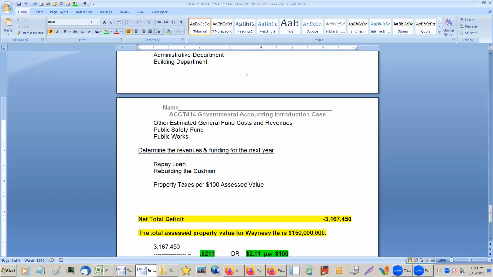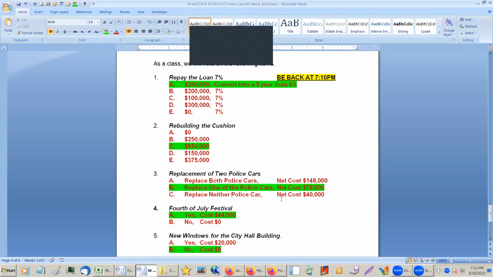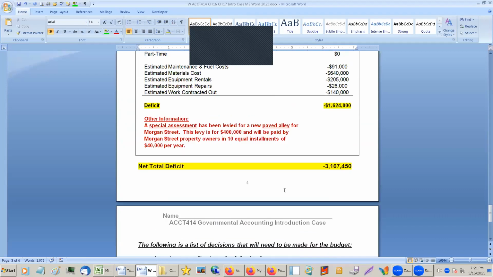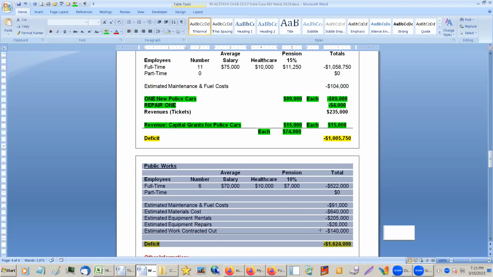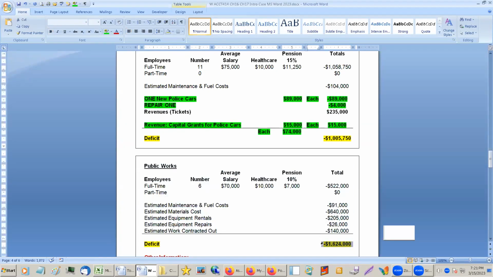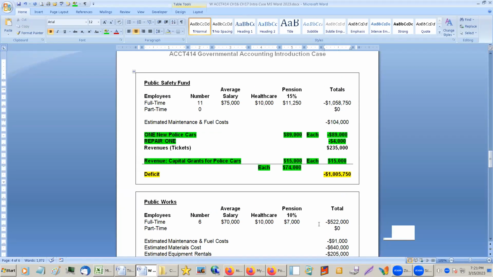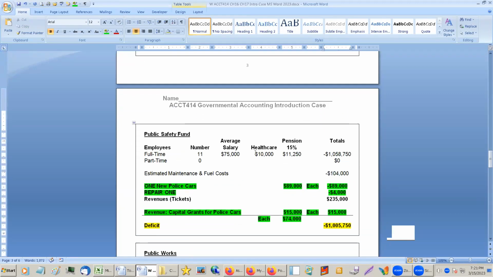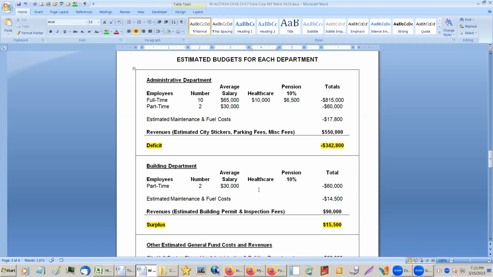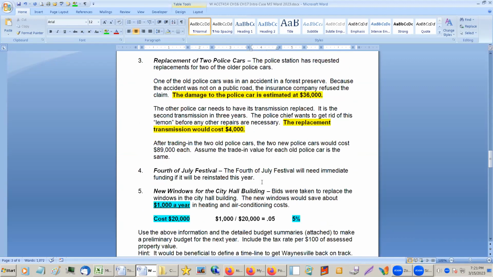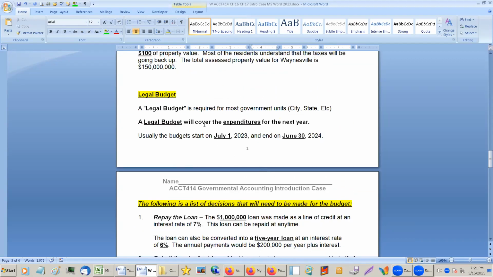Now, notice what's inherent in all of this is that the people stick to these budgets. If people don't stick to these budgets, it can get out of whack really quickly. So controlling the budgets is huge for governmental accounting. And that's why we have this legal budget. You must have a legal budget that will cover the expenditures for the next year.